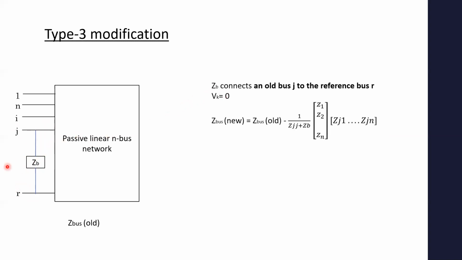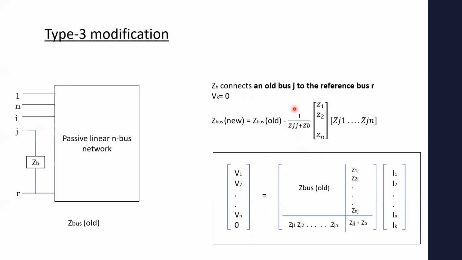So ZB connects an old bus J to a reference bus R, and the Z bus new equals the Z bus old minus 1 upon a denominator term, which is the ZJJ impedance of J plus this impedance, multiplied by a column vector into a row vector. Now this is the modification that we require to add in the old matrix to form the new matrix.